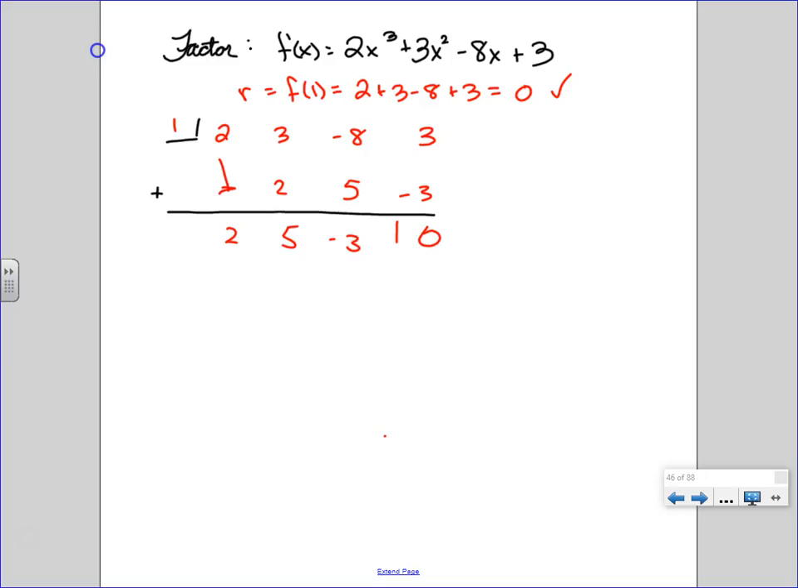Why did we still do synthetic if our goal was to factor? What did synthetic get us? Even more factors, the next piece to work with. Right. So now we can say our original function equals, wait, what does the 1 signify again? The remainder was 0. The 1 was the solution, so we can make a factor out of it: x minus 1. And now we have our 2x squared plus 5x minus 3.